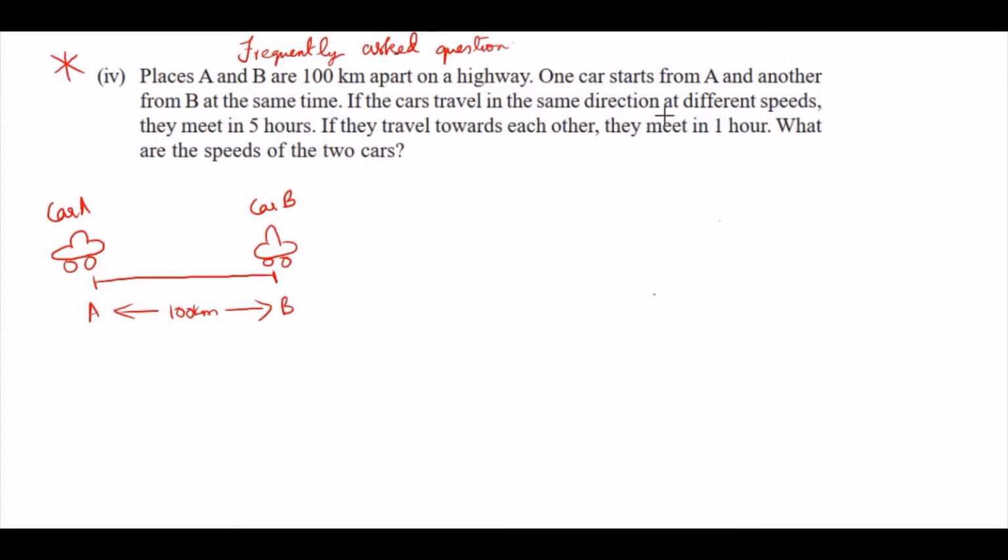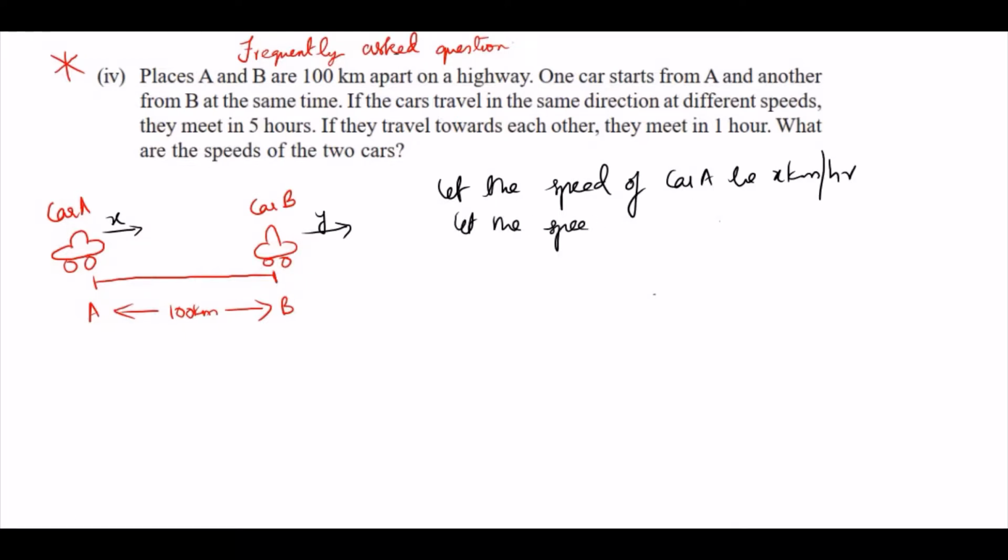If the cars travel in the same direction at different speeds, they meet in 5 hours. So the speeds of these two cars are different. So let the speed of car A be x and let the speed of car B be y. So we have to write, let the speed of car A be x km per hour and let the speed of car B be y km per hour.